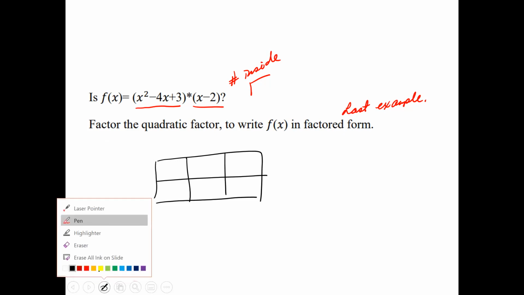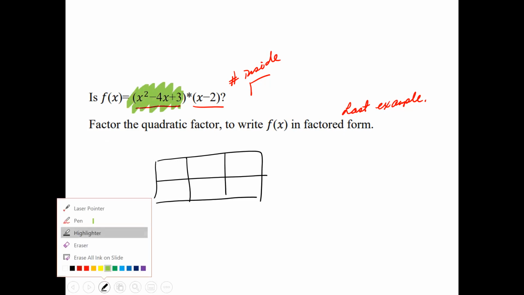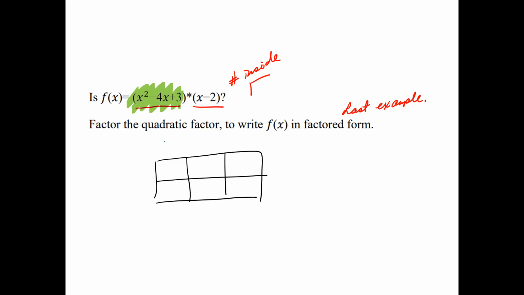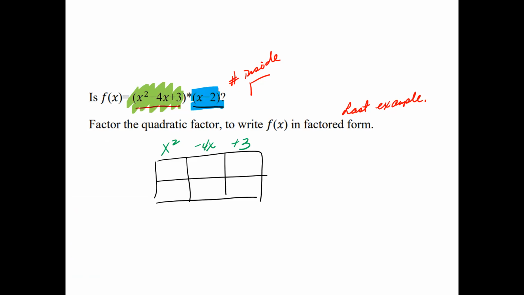Okay, and so now what we're gonna do is use this piece right here. We're gonna take that green highlighted area and put x squared minus 4x plus 3 across, because there's 3 of them. And then we're gonna take the piece right here in blue, and there's only 2 of them, so I'm gonna put x and negative 2.